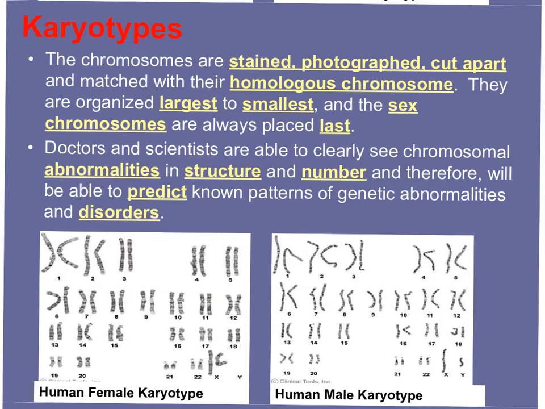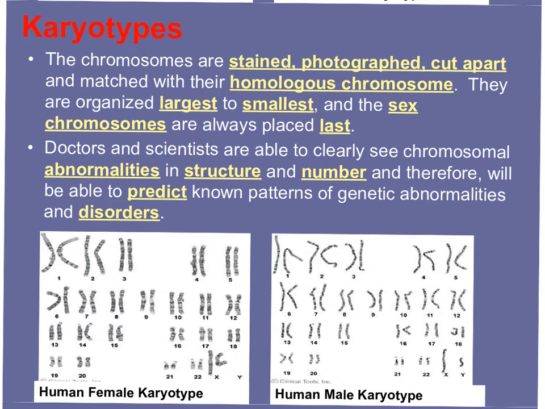And they're organized a few ways. So our largest or our longest is over here, and our smallest is over here with our sex chromosomes at the end. And they're arranged together because these are our homologous pairs. So one of these chromosomes would have come from mom, and one of these chromosomes would have come from dad, basically. And by lining them all up together, we can see a few different things.